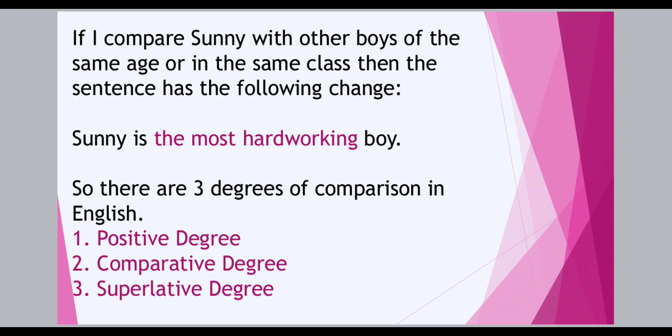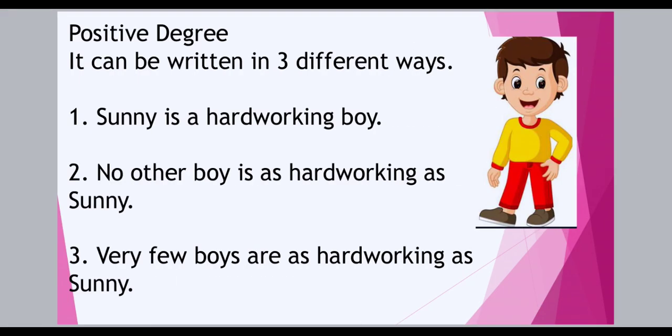Then I used comparison between Sunny and Ravi. Finally, if I am comparing amongst all the boys in the group, I say Sunny is the most hardworking boy. So here, from this sentence, we understand that there are 3 degrees of comparison in English, and you've already learned that in your previous classes. Number 1, positive degree. Number 2, comparative degree. And number 3 is your superlative degree. Let's move on to our next page.